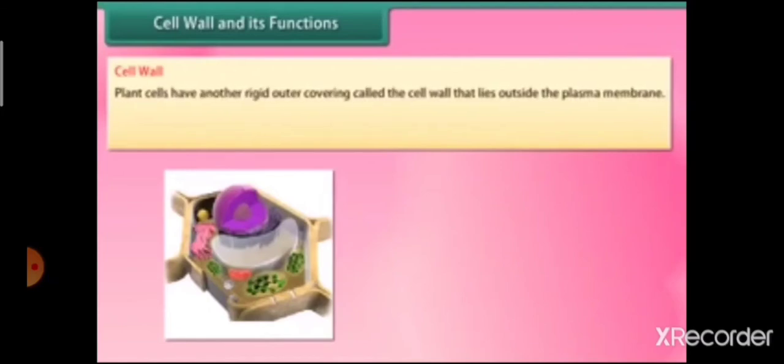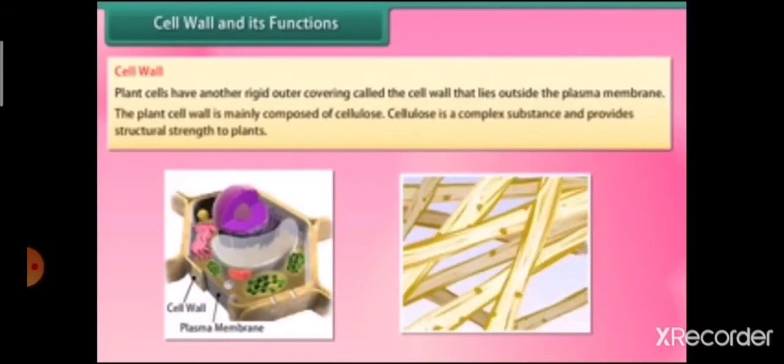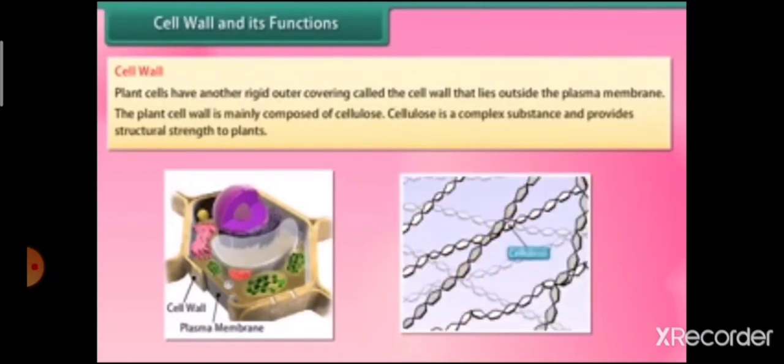Cell wall and its function. From the name itself, we can understand the meaning of cell wall. Plant cells have another rigid outer covering, rigid means hard, and that is known as the cell wall, that lies outside the plasma membrane, means it is the outermost covering which is outside the plasma membrane. The plant cell wall is mainly composed of cellulose. Cellulose is a sugar which is a complex substance and provides structural strength to the plants. So the cell wall provides strength to the plants.